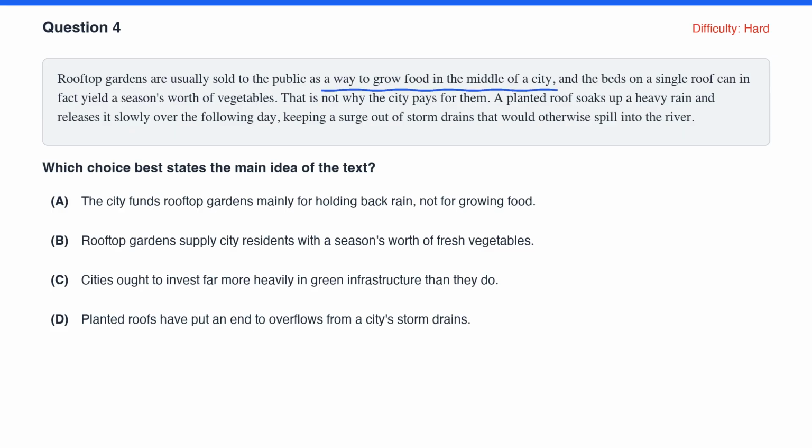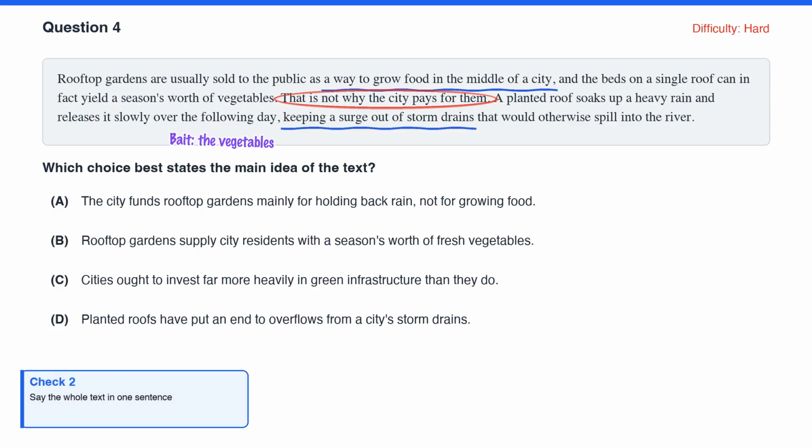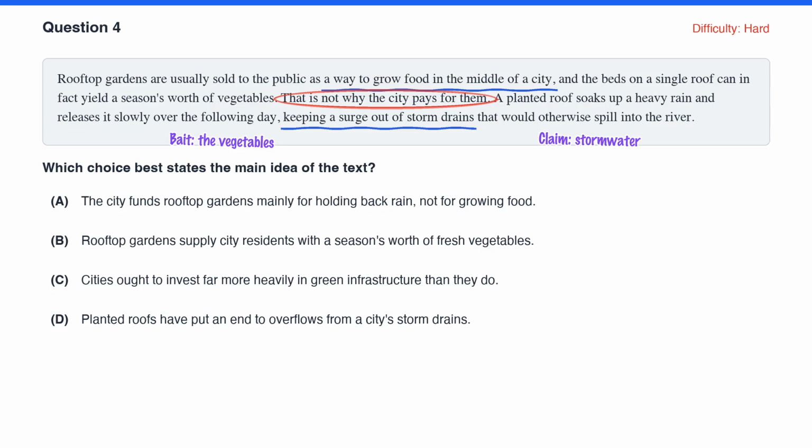The opening hands you the familiar story. Rooftop gardens grow food, and a single roof really can produce a season of vegetables. Then the passage turns on one short line. That is not why the city pays for them. So the opening was a concession, not the point. What follows is the reason the money moves. A planted roof soaks up a heavy rain and lets it go slowly, keeping a surge out of drains that would otherwise spill into the river. Check 2. The city is buying stormwater, and the vegetables are a bonus.